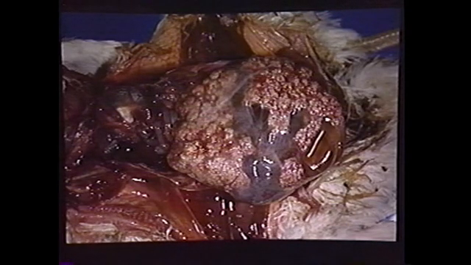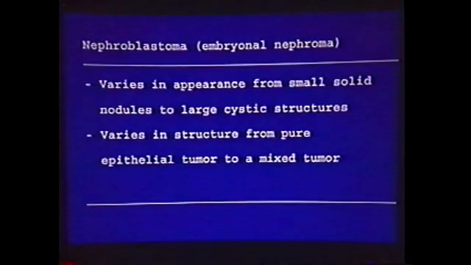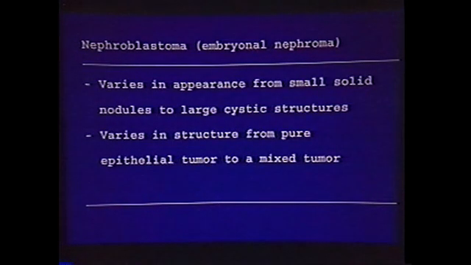Even histologically, it may appear as adenoma or adenocarcinoma, and it may be tubular or glomeruloid. It depends on what it affects. Keratin pearls like that, a large number of tubular cysts. So it varies in structure as well as in appearance.